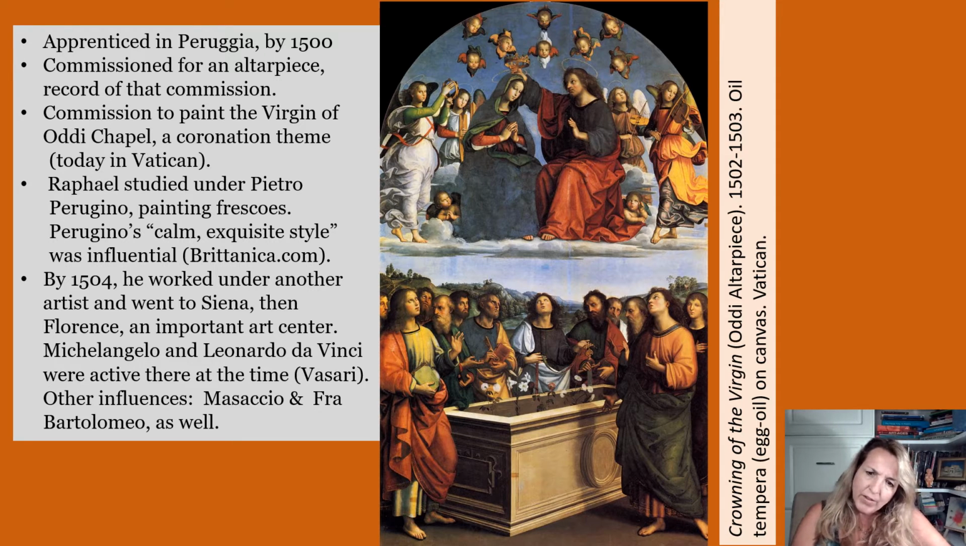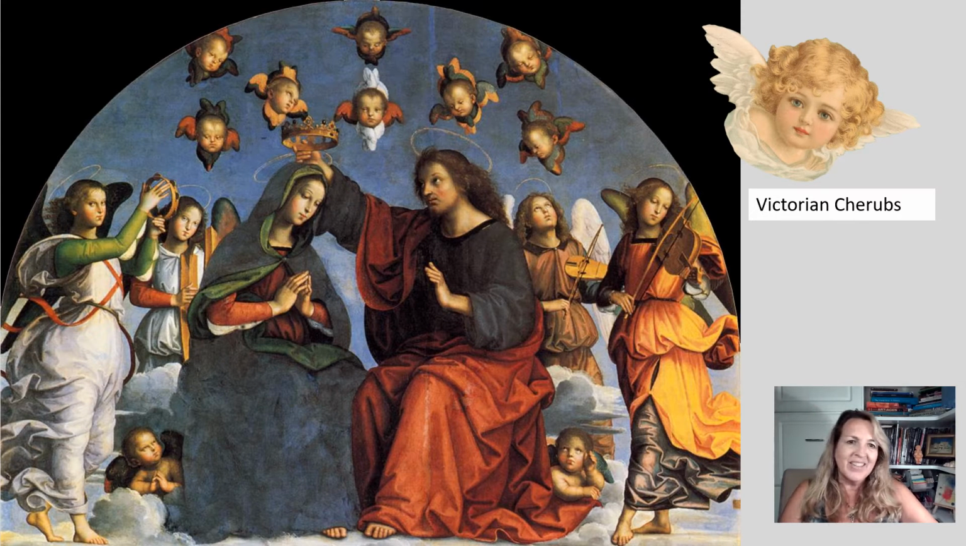So this is the Crowning of the Virgin, also called the Oddi altarpiece, 1502, 1503, oil and tempera on canvas. So we're getting kind of a mixture of the two, which is interesting. And here you see that the Victorian cherubs, many years later, kind of take their inspiration from these seraphim in the sky here. They're pretty wild looking. In fact, they're certainly simplified forms.